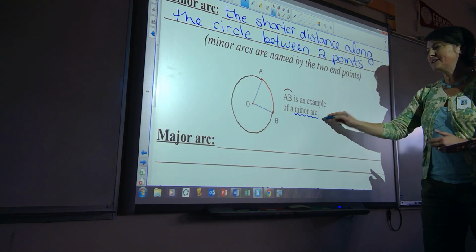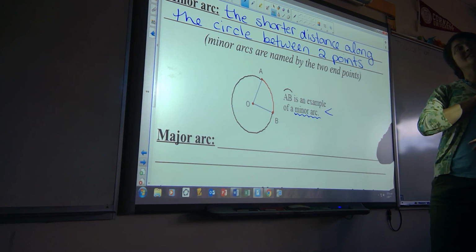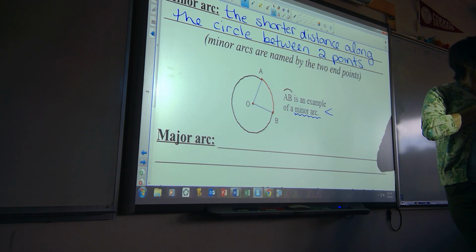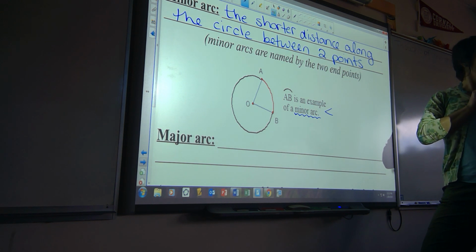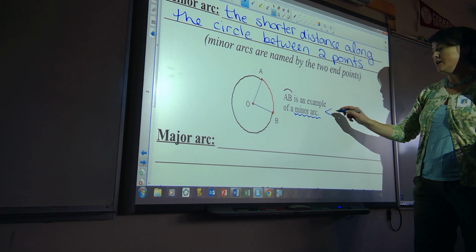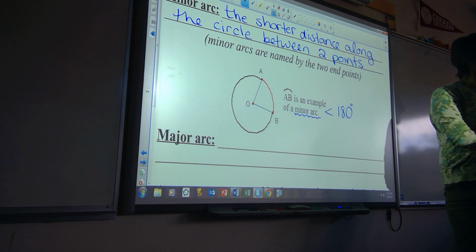And so if it's a minor arc, it will always be less than half the circle. How many degrees are in a full circle? Okay, so then half of that would be 180. So a minor arc will always be less than 180 degrees.